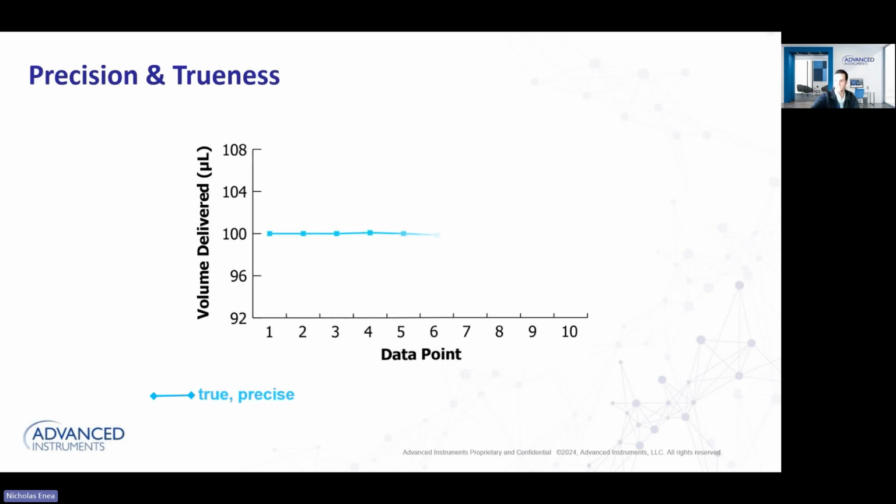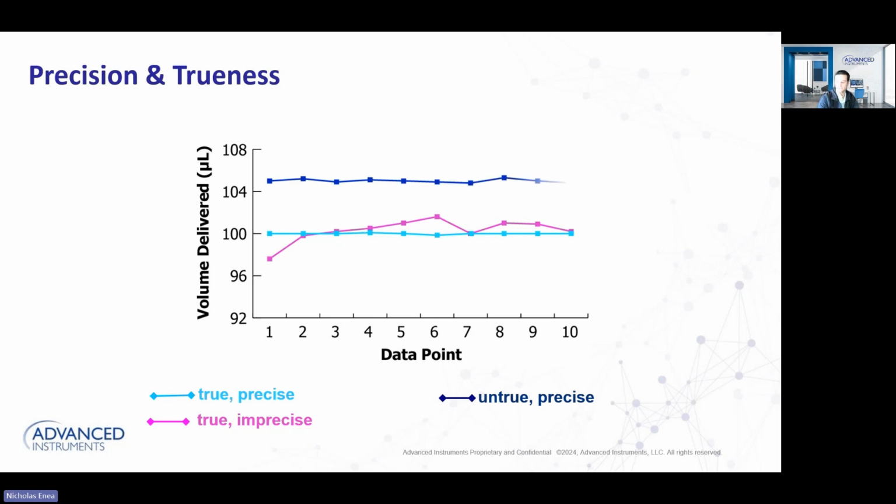In this case, we did 10 data points with this specific pipette. This pipette would be both true, or accurate, and very precise. We're right around 100 microliters and we're pipetting it reproducibly every single time. In our second example, we are relatively accurate, or true, but not very precise. We have some that are around 97, and some that jump up to around 102, but when you average them out, we're right at that 100 microliter target.